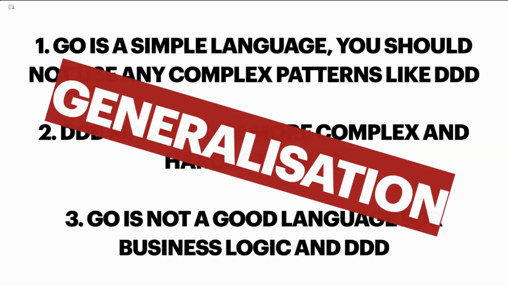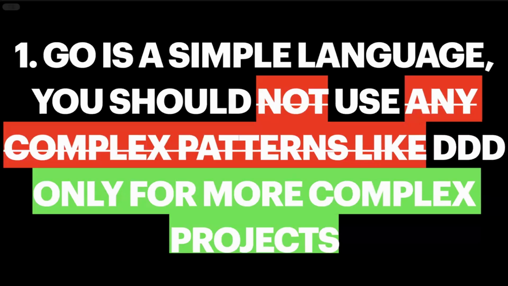You should find the places in your projects that are the hardest to work on, and where it will give you the most benefit. But the rest of the application can still be simple CRUD, and it will be more than fine. So let's try to maybe update those myths a bit. Probably the first one can be: Go is a simple language. You should use domain-driven design only for complex projects. So again, no CRUD, only for complex projects.